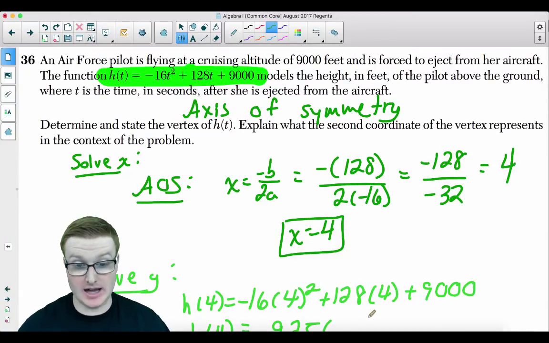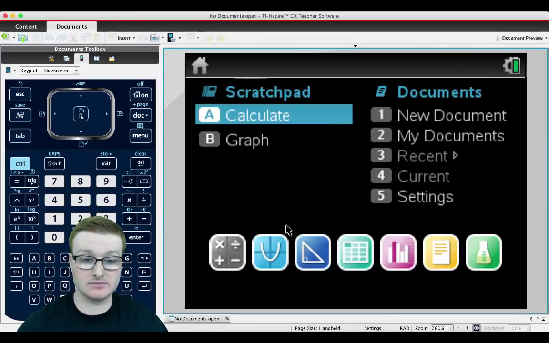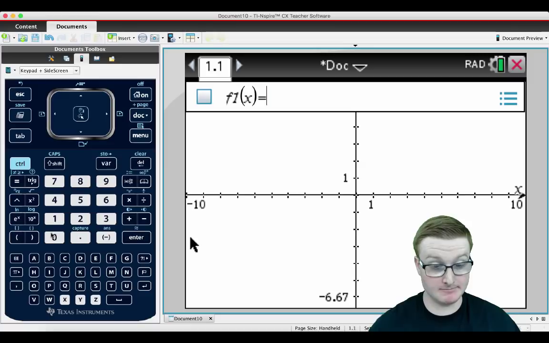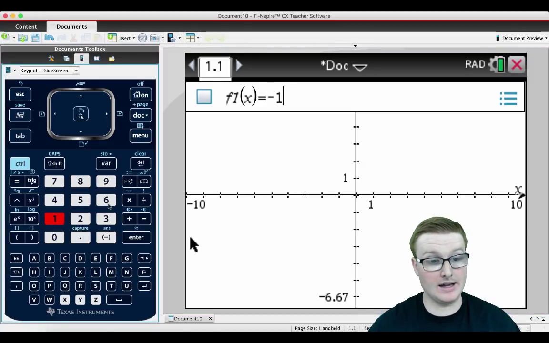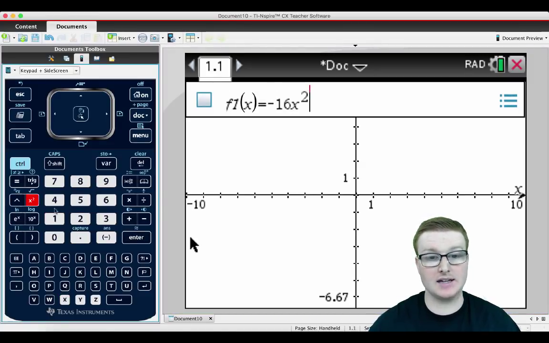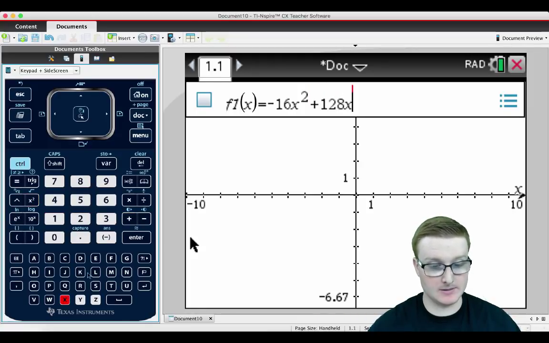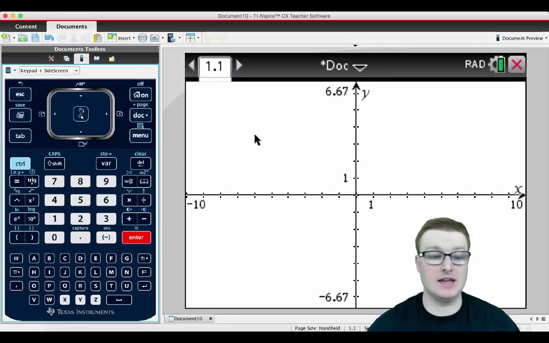Go ahead and graph this into your calculator. Now, I'm telling you right now, it's going to be so big, you're not going to see it. Or it might even look like a line. So negative 16 x squared. Make sure you plug in an x, not a t, because it won't work. Plus 128x plus 9,000. Okay, I told you, you can't see it.